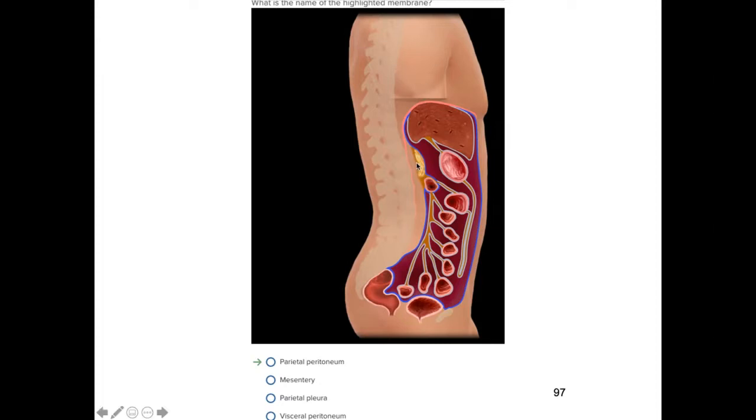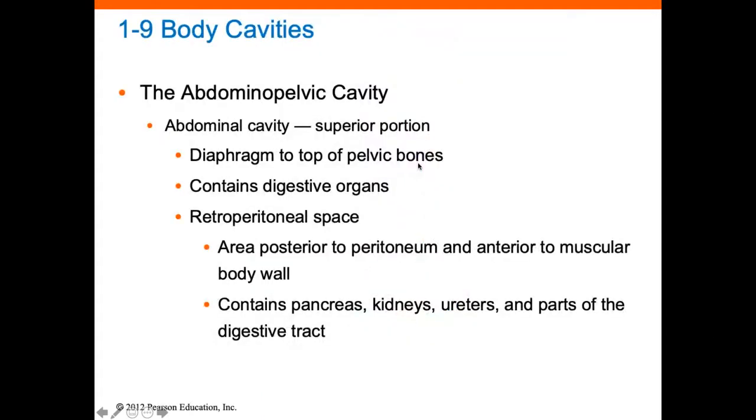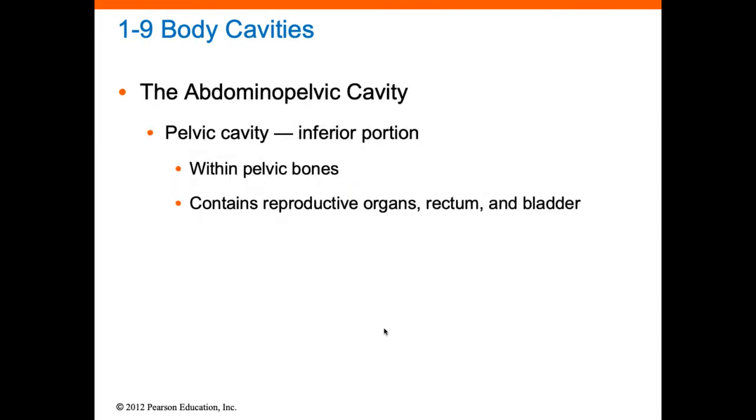There's not a lot of space between the ribs, the spine, and the muscles here. So when the pancreas gets large, it becomes a little bit painful. Okay, so that's the retroperitoneum, where you have the pancreas, the kidneys, the ureters, and then some parts of the digestive tract are behind the peritoneum.